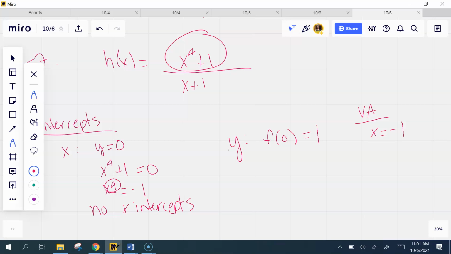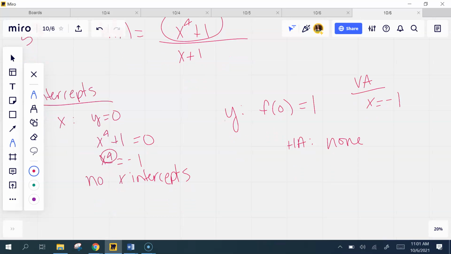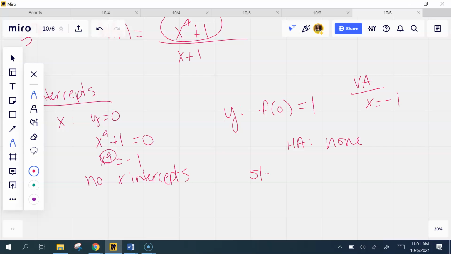How about horizontal asymptotes? You've got to do the slant. There is a slant asymptote here, and the slant asymptote is going to be a cubic, so gross, right? x plus 1 goes into x to the fourth. I'm going to put my placeholders in here to help me out.